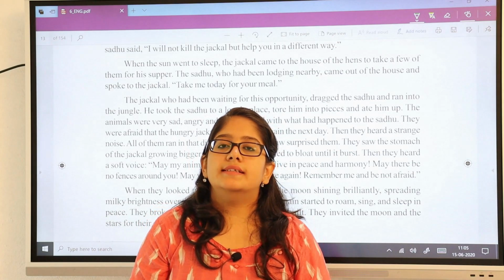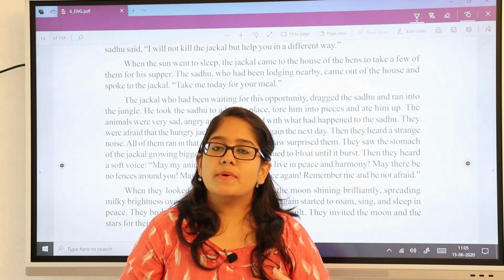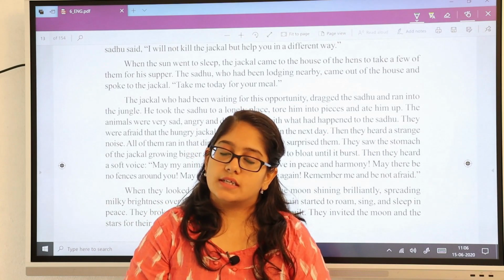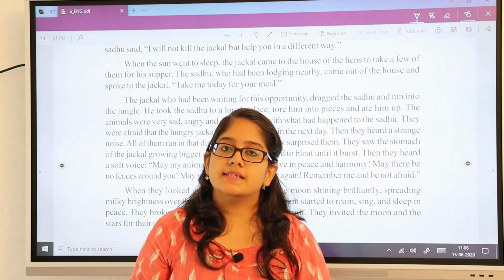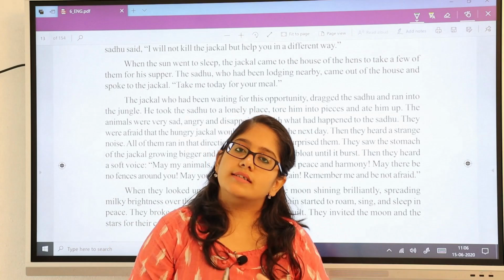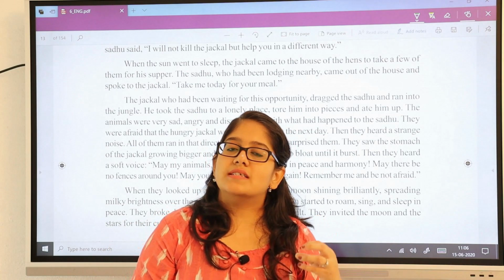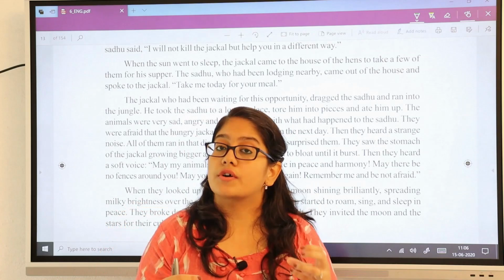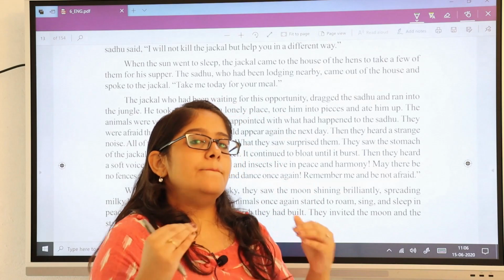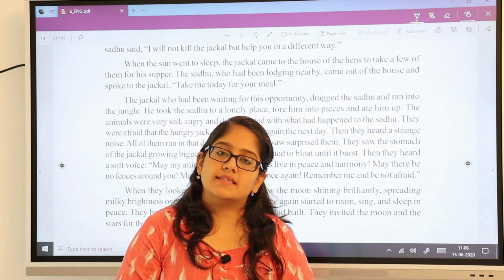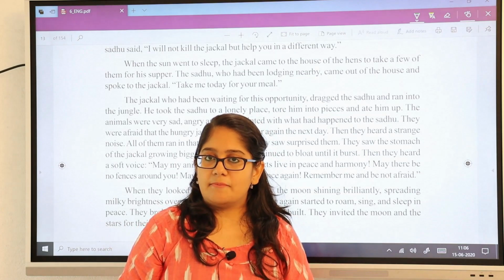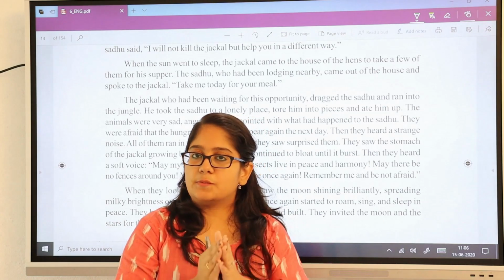And what happened at the end? His stomach began to grow larger and larger until it burst. His stomach bursts and jackal dies. And what do animals hear? They hear a soft noise, a soft voice which says, may all my animals live in peace and harmony. May there be no fences between them. There should be no differences between them.